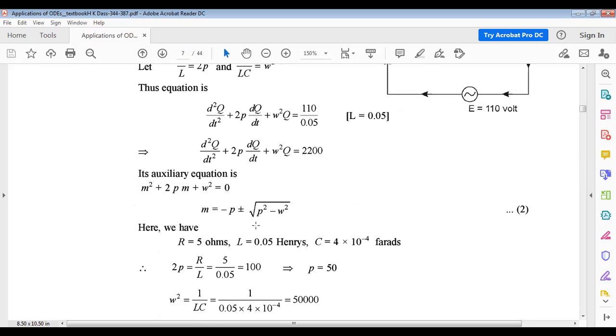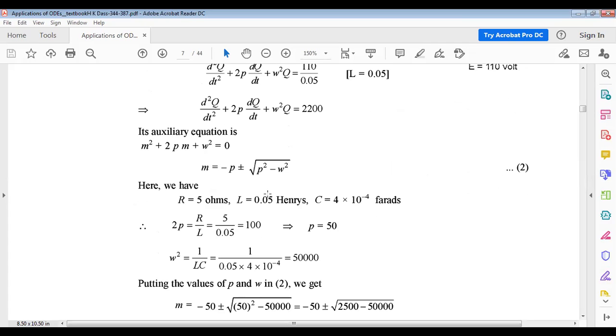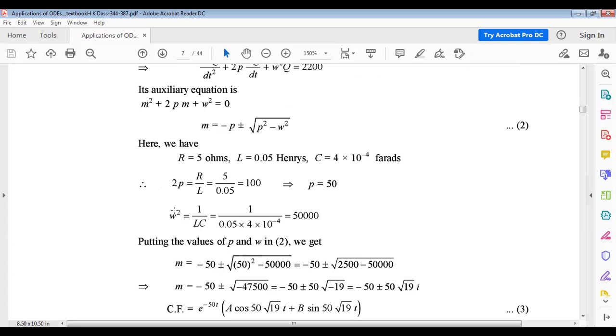In the previous example, we got this result also. So here R equals 5 ohm, L equals 0.05 henries, and capital C equals this many farads. So 2p equals R by L equals 100 and p equals 50. Omega square equals 1 by LC. Putting the values, we get 50,000. Omega square equals 50,000.